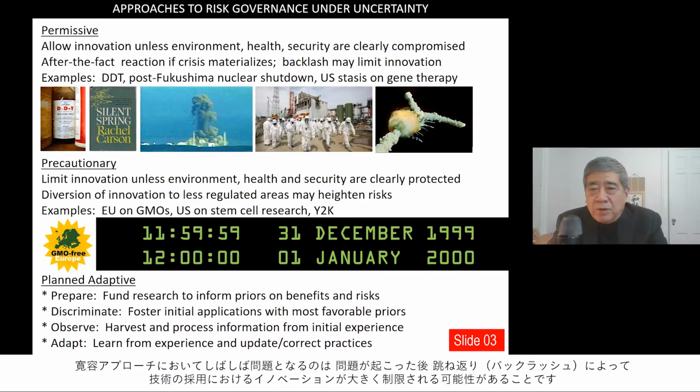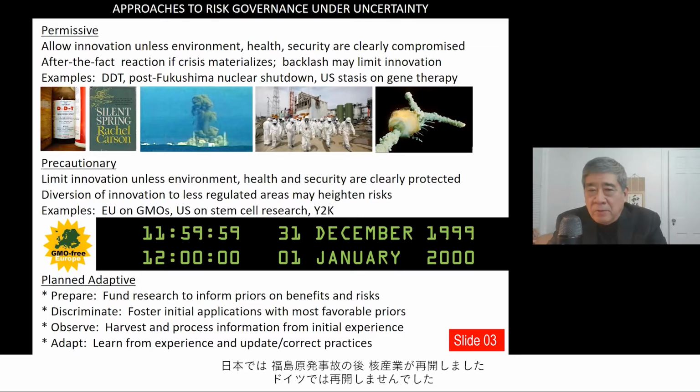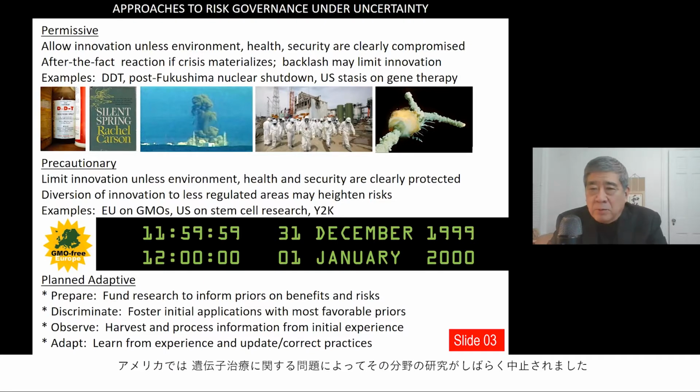The permissive approach is often viewed as being, quote, pro-technology, but the problem is that after problems materialize, backlash may actually greatly limit innovation and adoption of technologies. In Japan, obviously post-Fukushima, the nuclear industry restarted. In Germany, it did not. In the United States, problems with gene therapy locked down research in that area for some time.